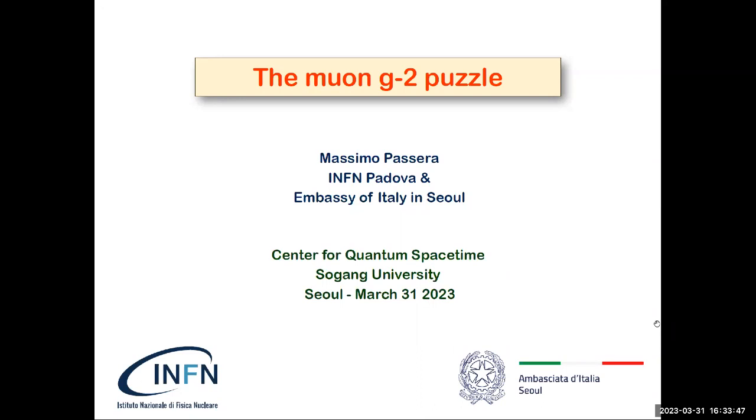Since last fall, he is also the director of the scientific office of the Italian Embassy in Seoul. Today he's not going to talk about diplomacy. Today we talk about physics. So today we are going to hear about the muon g-2 puzzle and some new ways to disentangle a problem that has been going on for a long time. So please, Massimo, let's start.